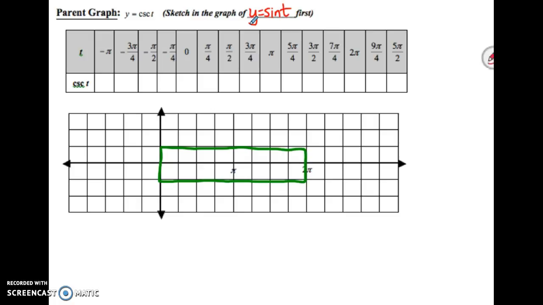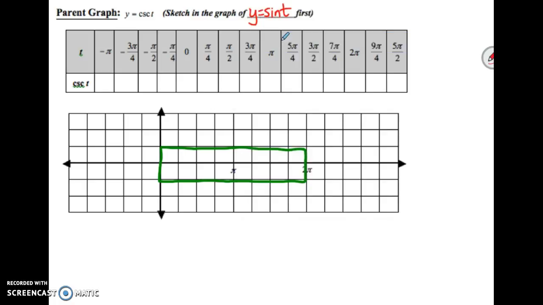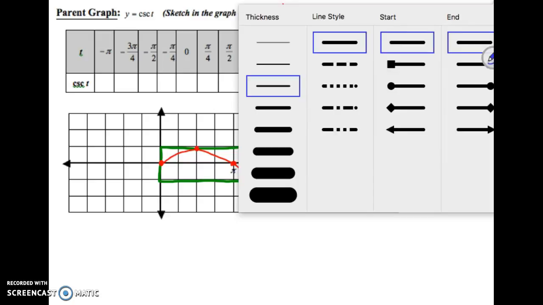And then the graph itself, the parent graph, starts at 0, is at 0 in the middle, is at 0 at the end, is at its maximum height in the center, and is at the bottom in the center, and here's my sine curve. Okay? So that's the parent graph of y equals sine x. Now we know that cosecant is the reciprocal of sine. So first I'm going to start by filling in the table.